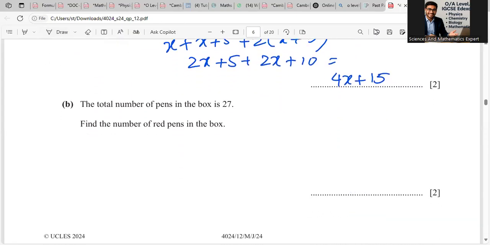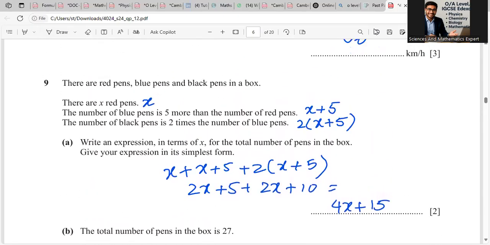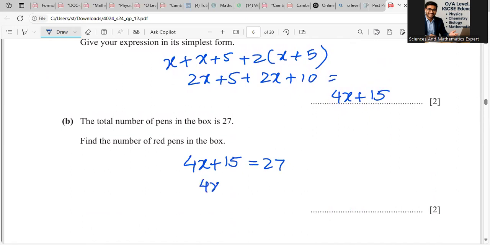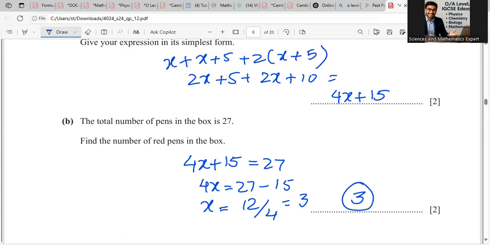The total number of pens in the box is 27. Find the number of red pens. Red pen was x, so I will just take 4x plus 15 equal to 27. So 4x is equal to 27 minus 15, and 27 minus 15 is 12, divided by 4, which is equal to 3. So red pens equal 3.